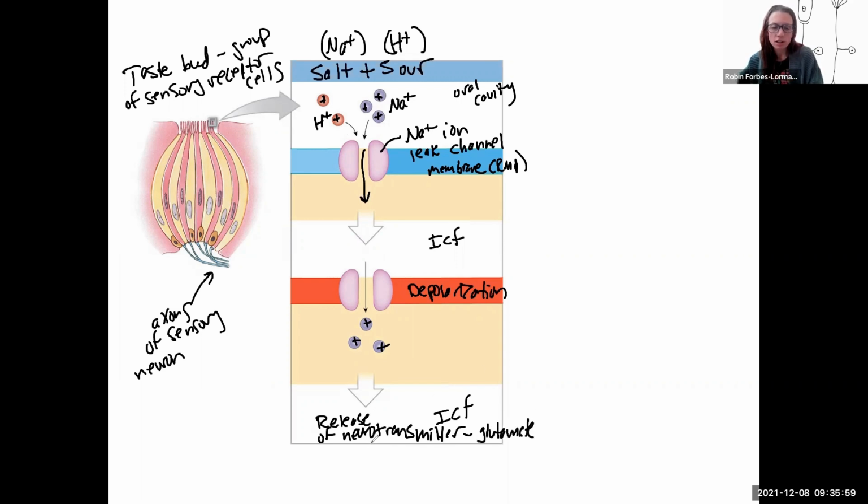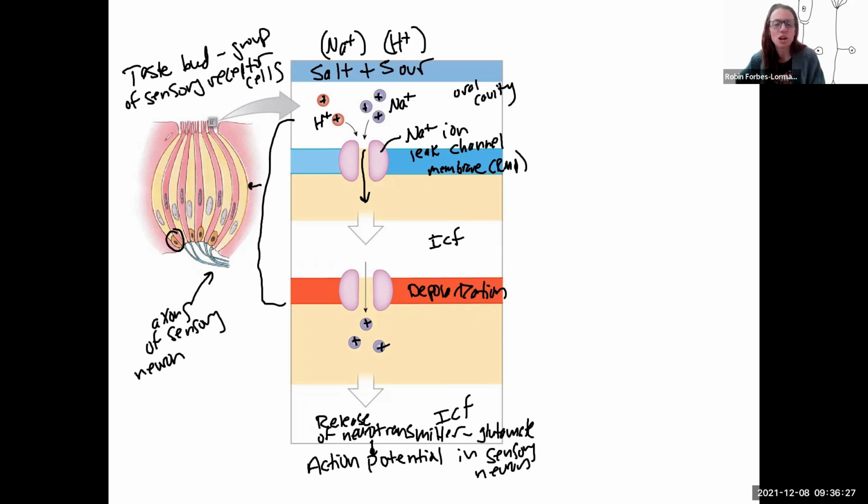That is going to cause, so actually, can you see there's a separate little cell here? This is all happening in the sensory receptor cell. This is going to cause an action potential in that sensory neuron. The sensory neuron is a different cell than our sensory receptor cell, because this is a special sense. Our sensory transduction typically occurs in a different cell than the cell that carries the signal to the CNS.